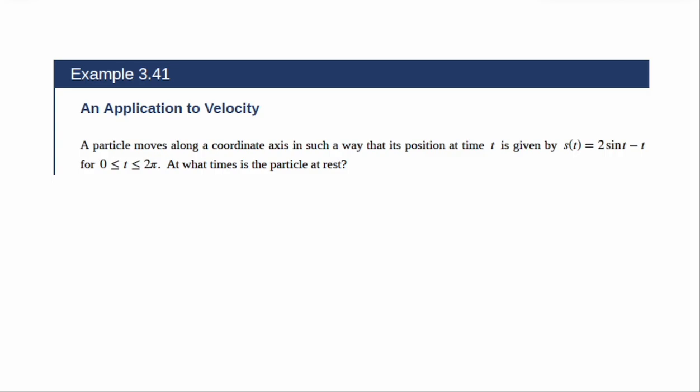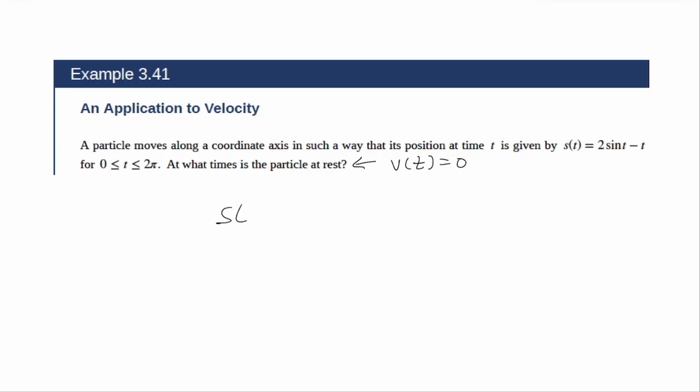We are only caring about one cycle around the unit circle, so they did specify between 0 and 2 pi, which makes our life a little easier. We don't need to do that plus 2n pi. It's just somewhere between 0 and 2 pi. At what time is the particle at rest? So remember, you have to know that that's a fancy way of saying that our velocity equals 0.